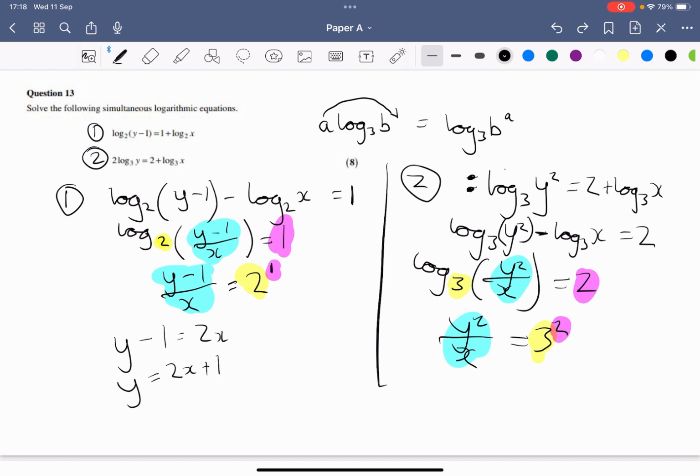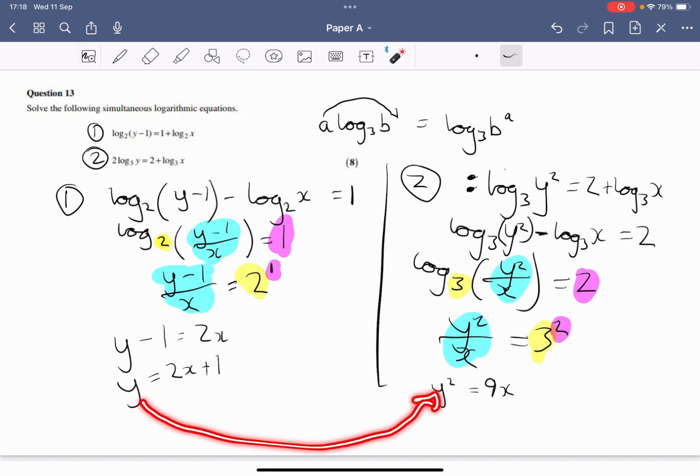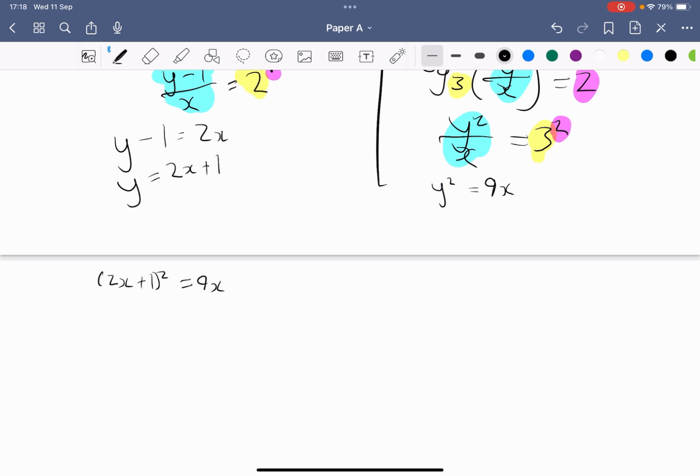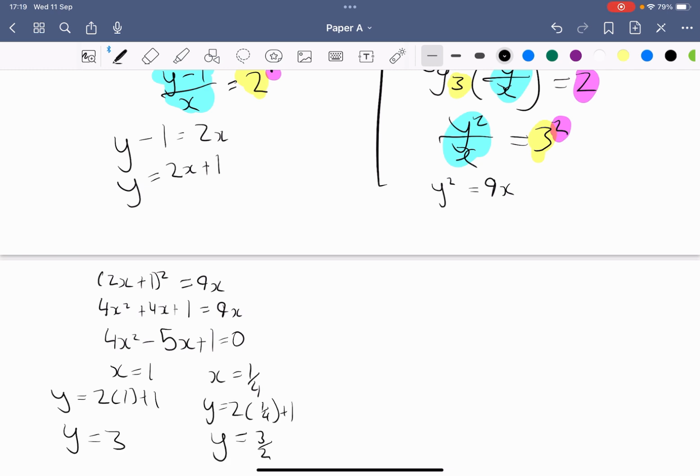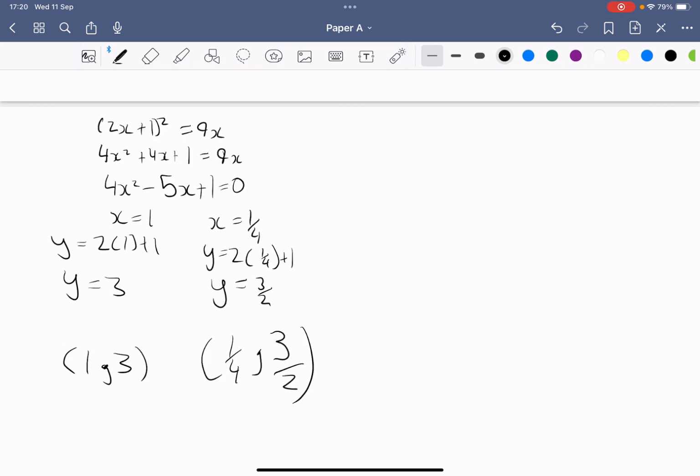From here I'm going to make y squared the subject of the formula, so I get... The reason I did this is so that I can sub this into here, so that I get... And now all I need to do is solve for x, so that I get... And to get y, I just sub these values into the equation 2x plus 1 equals y, so that I get... and now our solutions are... So that's the whole paper done.